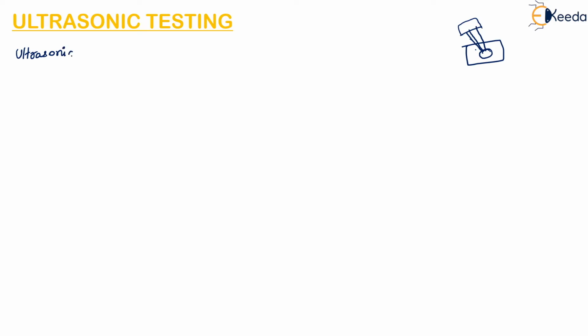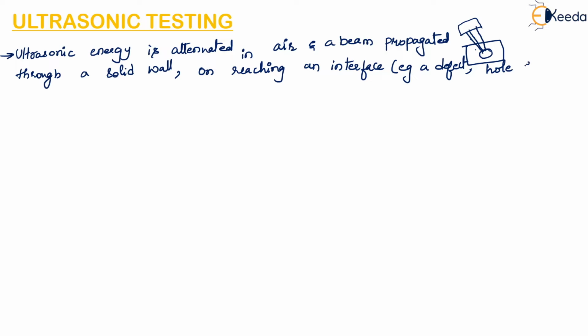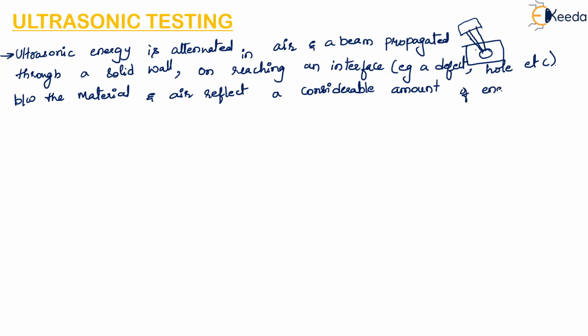So ultrasonic energy is attenuated in air, and a beam is propagated through a solid wall, and on reaching an interface, for example a defect or hole, etc., between the material and air, reflects a considerable amount of energy in the direction equal to the angle of incidence.